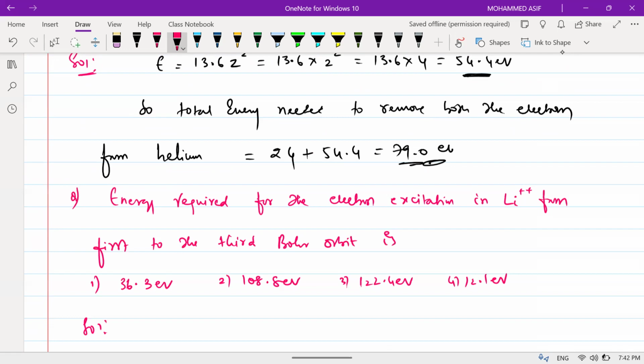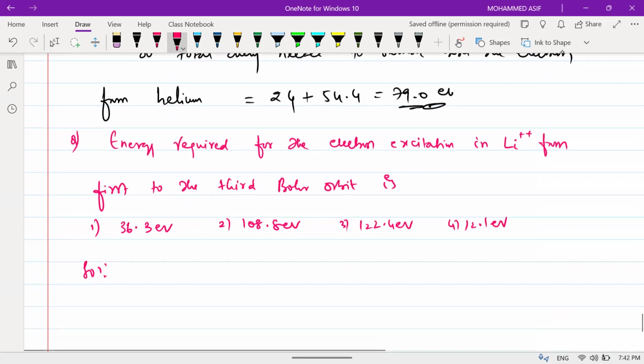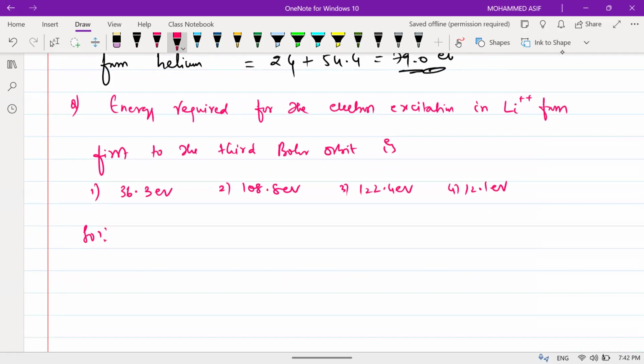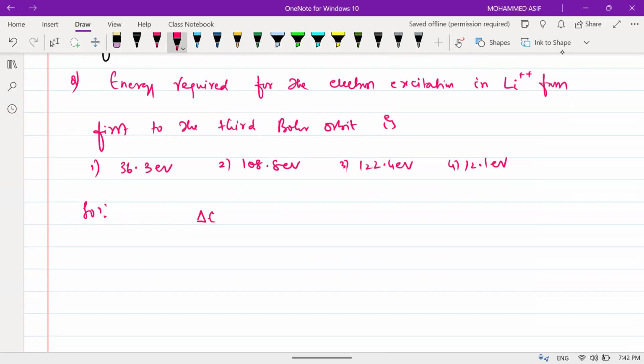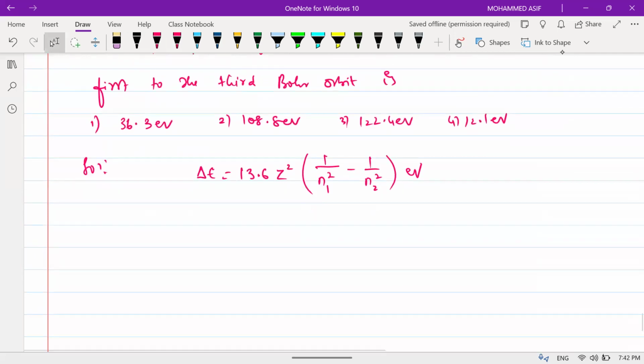Energy required for the electron excitation in lithium double plus ion, beta, from the first orbit to the third Bohr's orbit will be equal to how much? Energy formula is what, beta? Delta E is equal to 13.6 into Z square into 1 by n1 square minus 1 by n2 square electron volt. So this will be equal to 13.6. Atomic number for lithium double plus is how much, beta? 3 square, into first orbit is 1 square, from which orbit? Third orbit. It is 3 square electron volt.